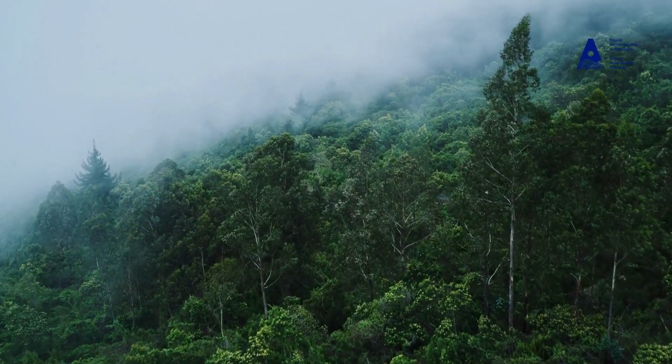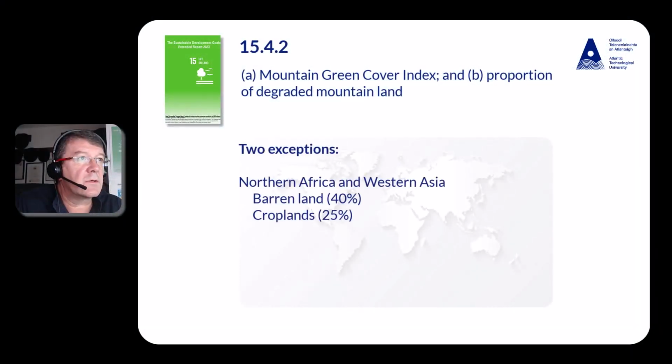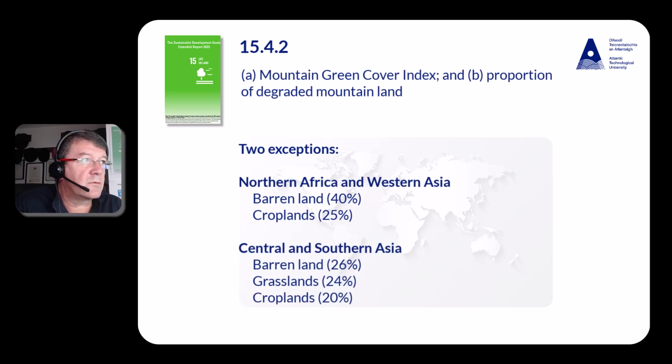There are only two exceptions from this: North Africa and Western Africa, where barren land, 40%, and croplands, 25%, dominate, and Central and Southern Asia, where barren land is 26% and grasslands are 24% and croplands 20%, the most widespread land cover types.